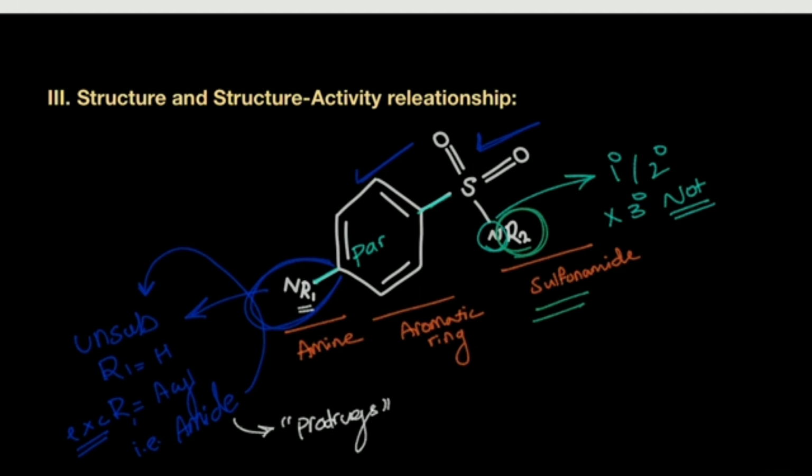However, it was found that R2 variation affects the pharmacokinetic properties of the drugs, for example, the binding to plasma protein or the extent of solubility of these drugs in GI fluids, rather than the mechanism of action itself. This is the end of this video. I hope you find it helpful.